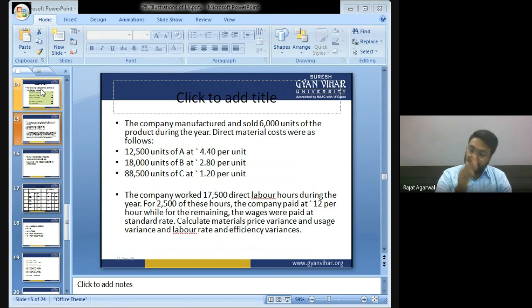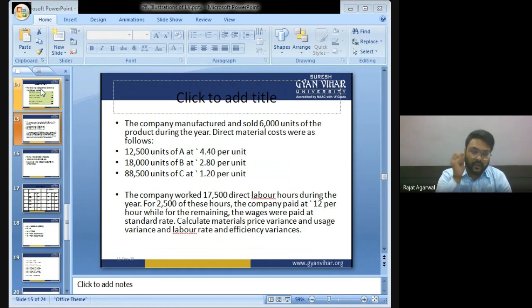So, this is the actual data. During the year, in actual, the company produced 6,000 units. And to produce these 6,000 units, the company consumed 12,500 units of A, 18,000 units of B, and 88,000 units of C, at the rate of 4.4 per unit, 2.8 per unit, and 1.2 per unit.